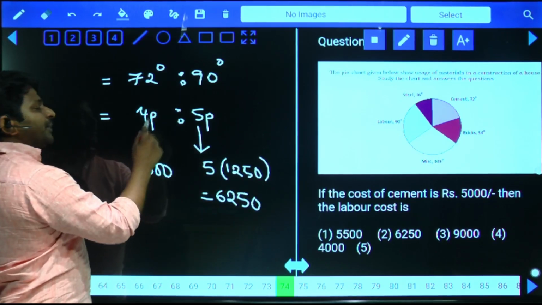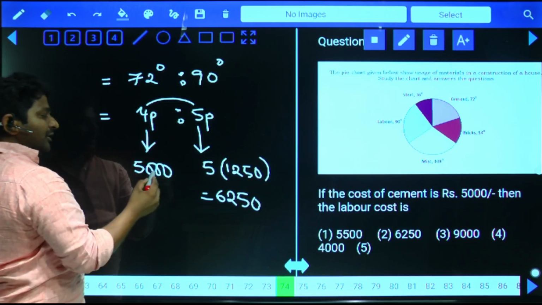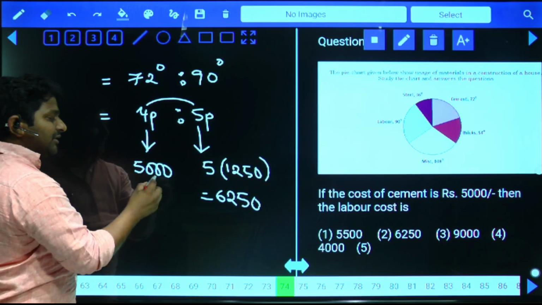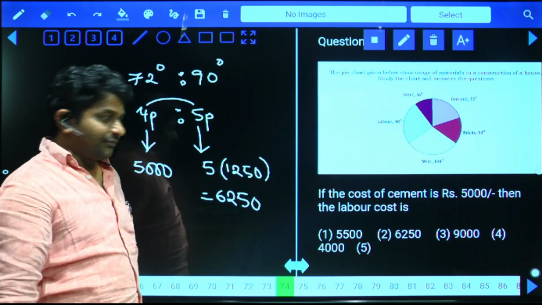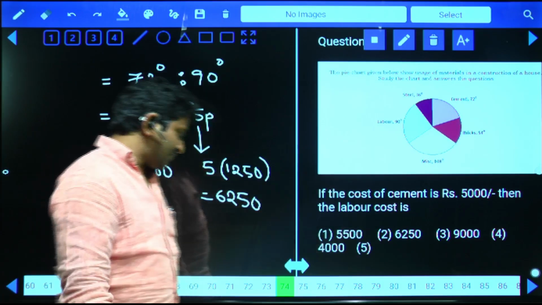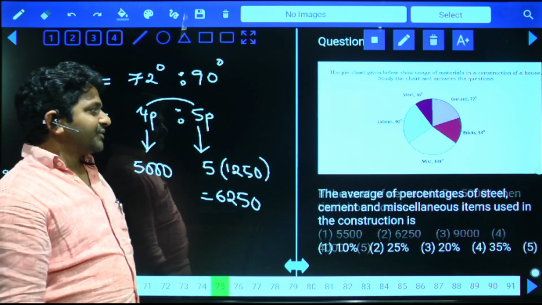Otherwise, with 4 parts and 5 parts, you need to add 1/4. To this number, if you add 1/4, 5,000 plus 1250, that is 6,250. 6,250, second option is the answer. Next, the question number 75.